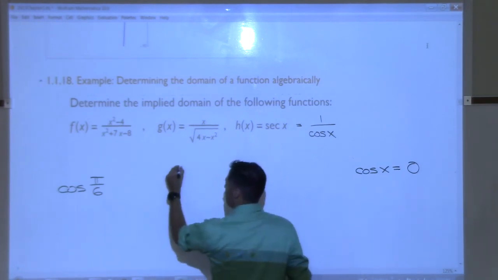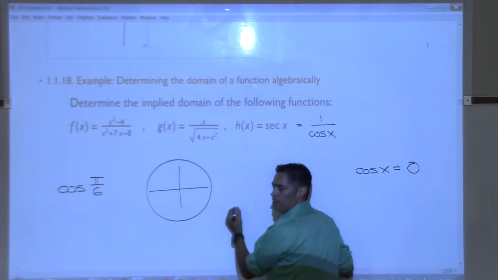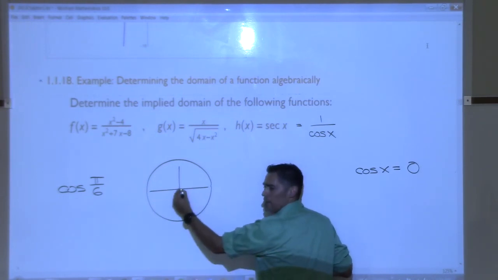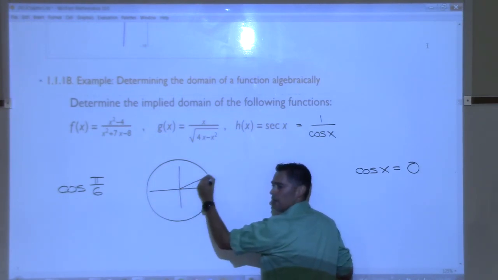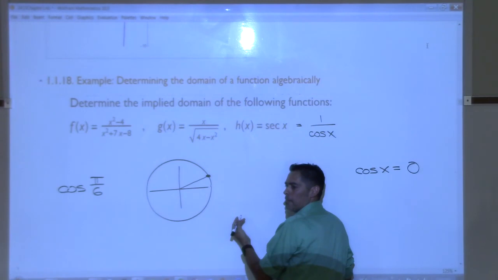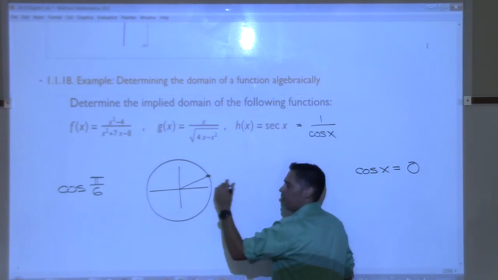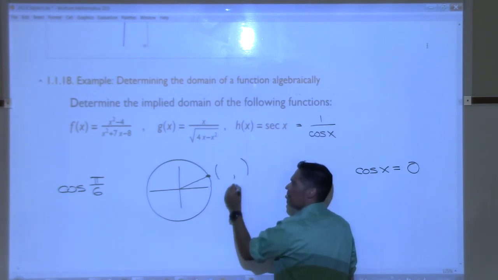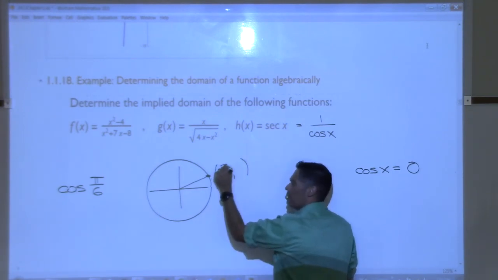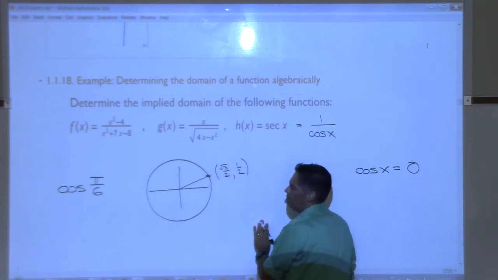So let me see if I'm correct with this. You're visualizing the unit circle. You're comfortable with the idea that pi over 6 is here, right? 30 degrees. And then what? You've memorized these points. Maybe you don't recall them right offhand, but you memorized that these are like root 3 over 2 and 1/2.